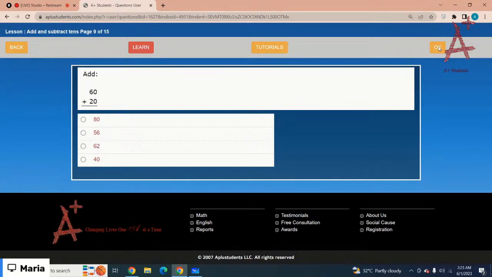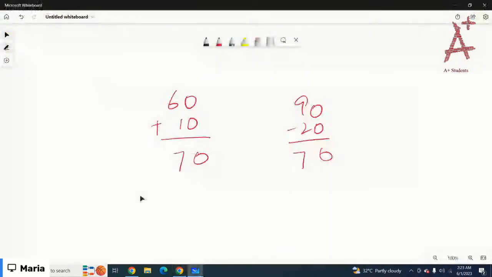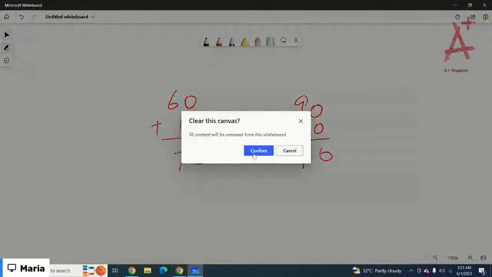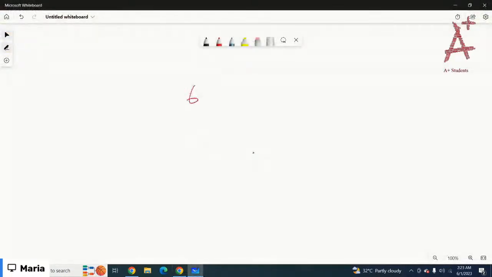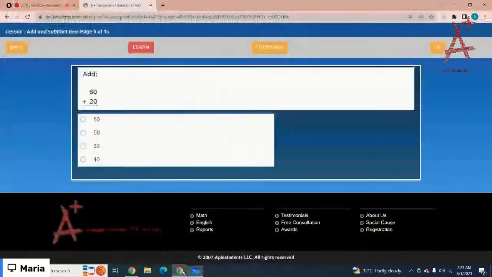Okay, the next one is 60 plus 20. So 0 plus 0 is 0, 6 plus 2 is 8. So it would be 80. The correct option is 80.